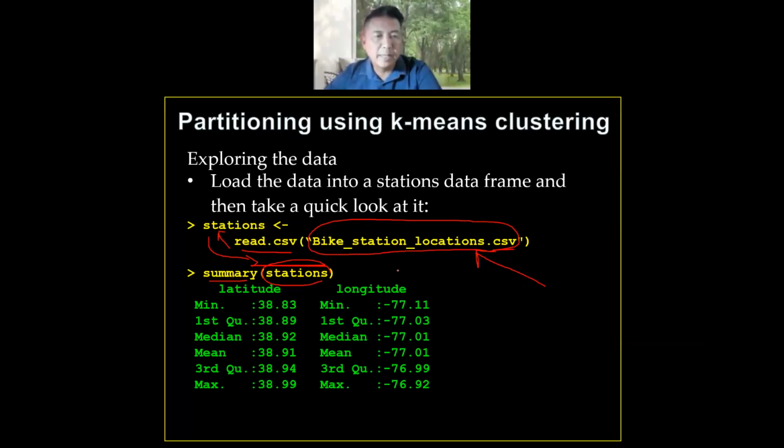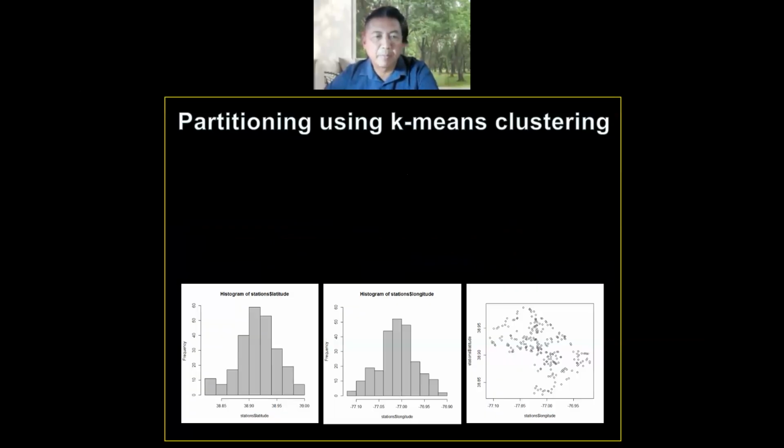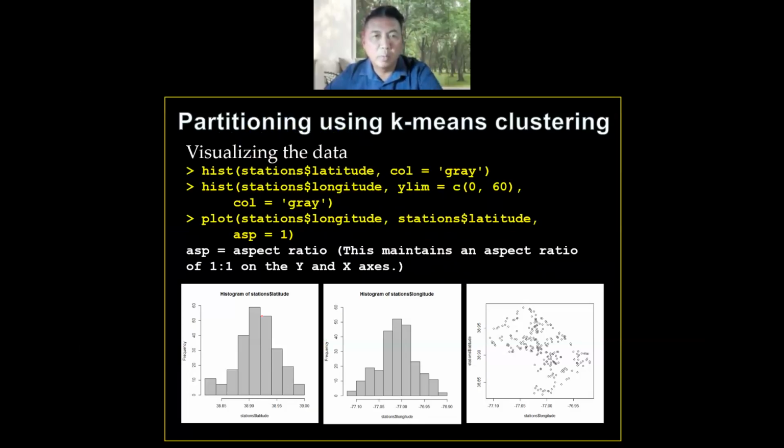So the summary command here just gives you the minimum, the median, the mean, and the maximum value for your 2 attributes here. And we could also look at the distribution of the latitude and also the longitude, and also we can plot them. So this is the plot of the longitude and latitude.